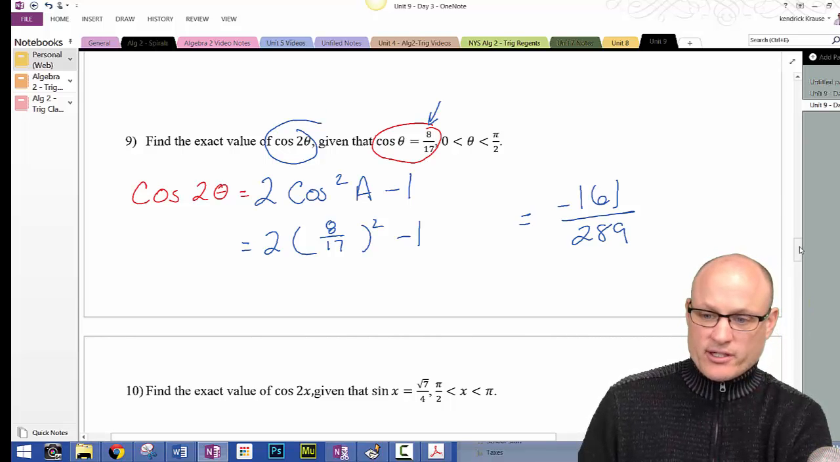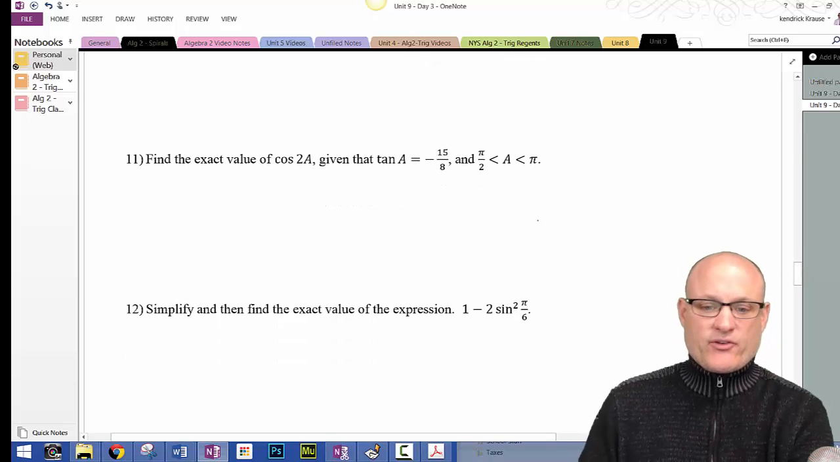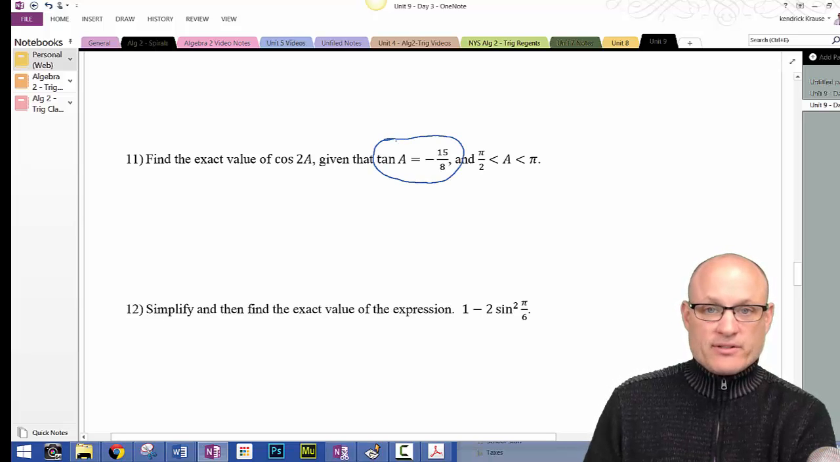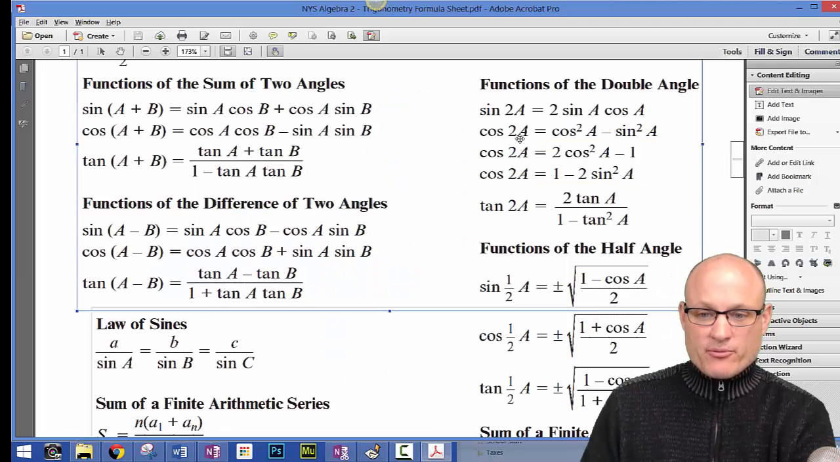That was 9. Let's go take a look at 11. So I decided to do 11 because it's sort of obnoxious, right? What am I given here? I'm given tangent. Look at my formulas. There's nothing with my 3 cosine things that give me tangent.